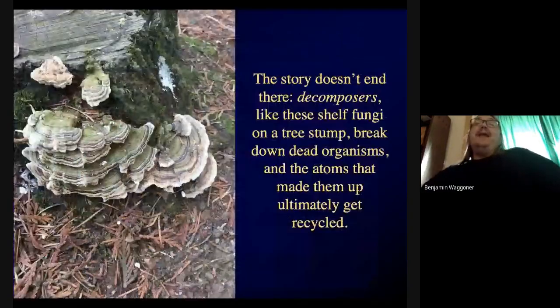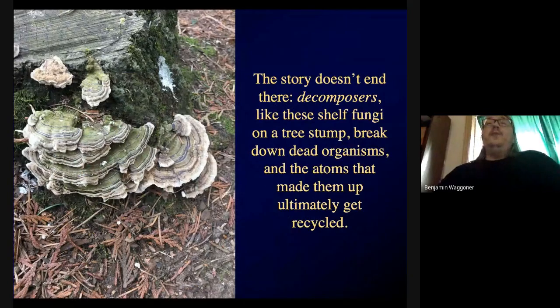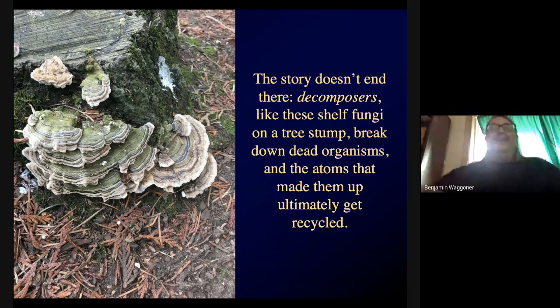And the story doesn't end there. There's a whole other group of organisms that we call decomposers. These happen to be bracket fungi or shelf fungi growing on a dead tree stump. The shelves that you see are fruiting bodies, which you might remember if you remember fungi. Those are the reproductive structures, but the actual fungus, most of it is growing through that dead wood of the tree stump in the form of those little filaments, if you remember hyphae.